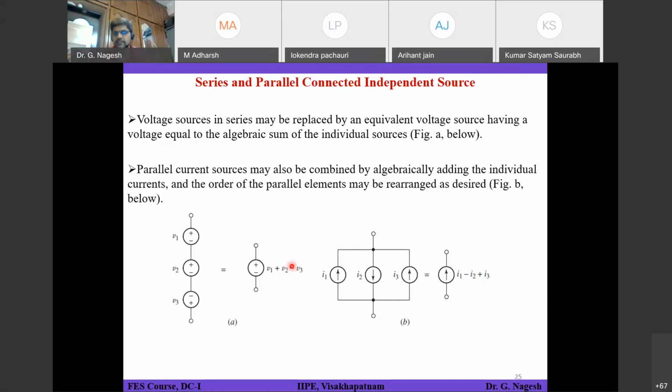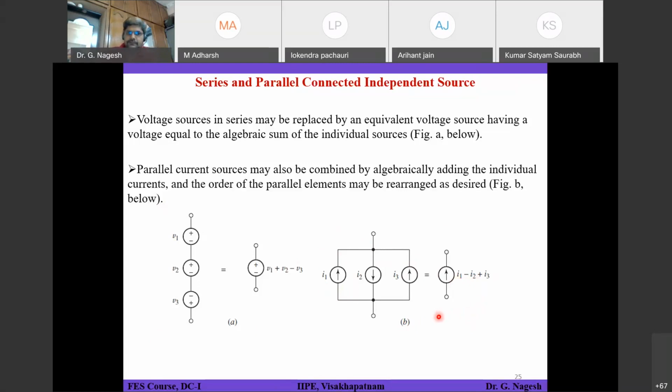So voltage addition is applicable for series connected voltage sources, and algebraic addition of current sources is possible only if they are connected in parallel. That means they should be connected to the same pair of nodes. So the net current, or the equivalent of all these three current sources, is I1 minus I2 plus I3.